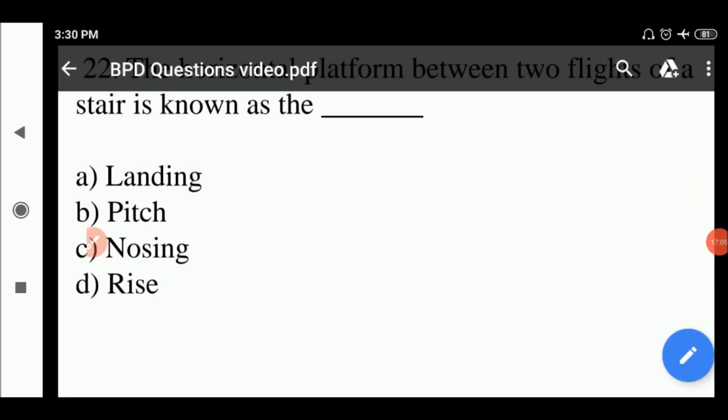So these are some objectives of building planning and drawing. In the next video we will discuss more objectives of the subject building planning and drawing. Thank you.